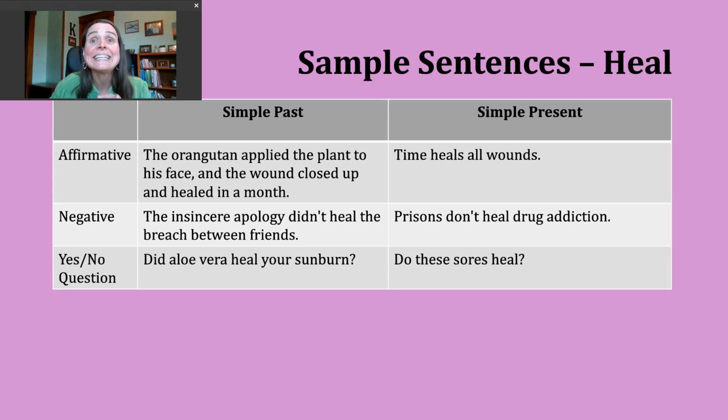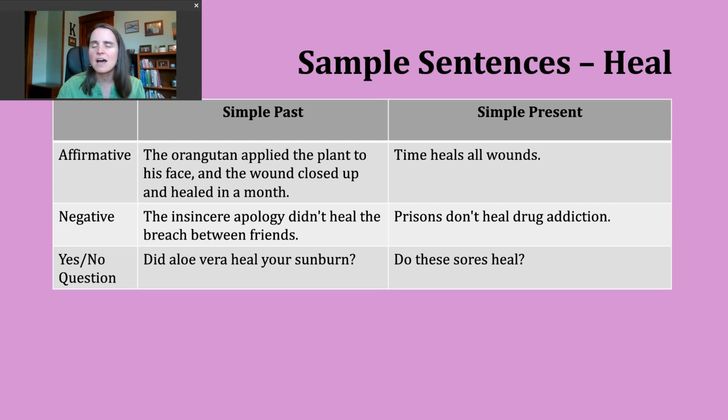Now, if you want to make a negative sentence in the simple past tense, again, start with your subject, use did not, but then use the base verb. So notice no ed here in the negative. Now, you might also notice some people using the contraction form. So they'll combine did not into didn't. I've used that in my example here. The insincere apology didn't heal the breach between friends.